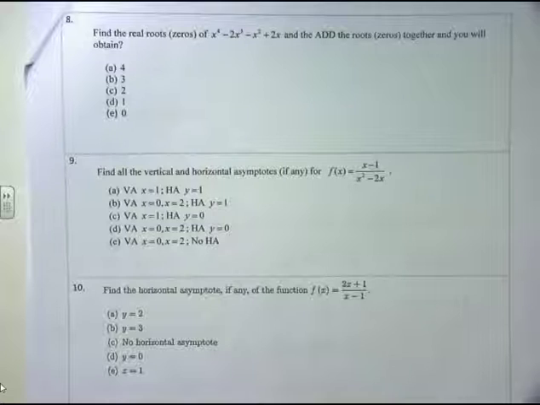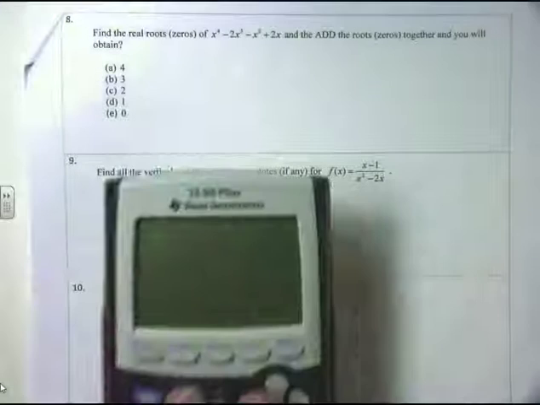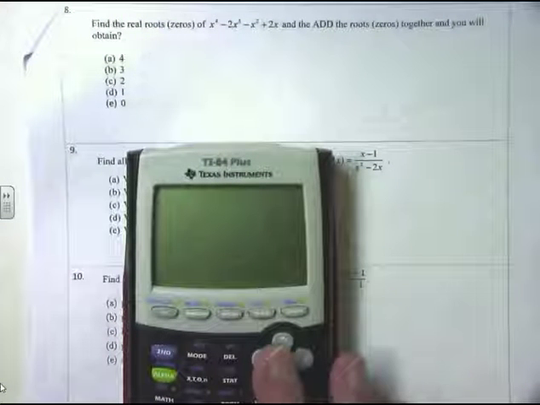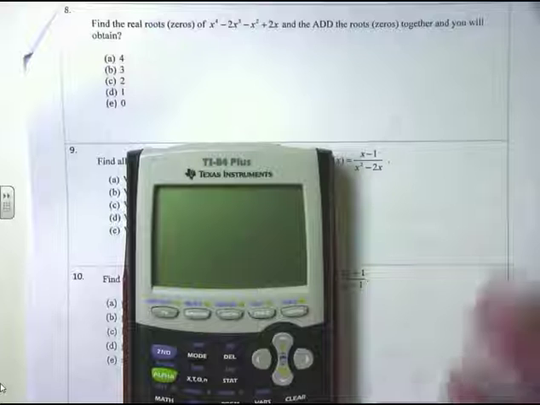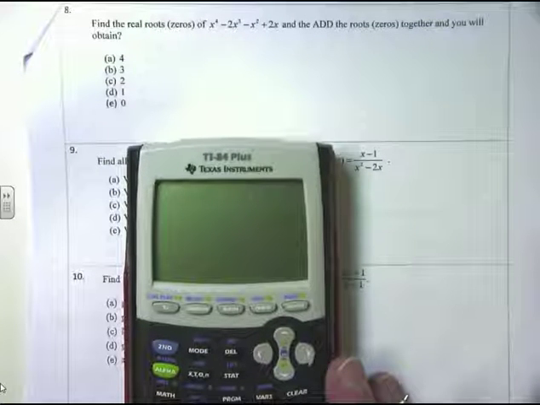Find the roots, zeros of this polynomial and add them together. Now, to do a problem like this, when you're trying to find the roots of a polynomial, you have an ace in the hole with your calculator, because you just have to know that the word root, or zero, means the same thing as an x-intercept.